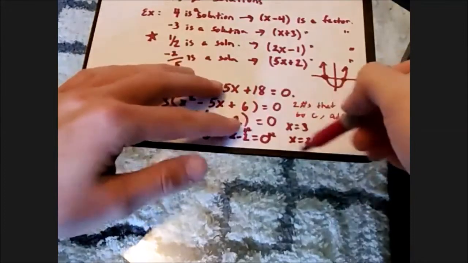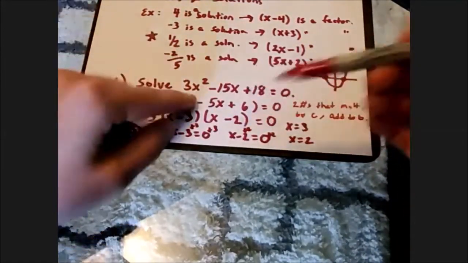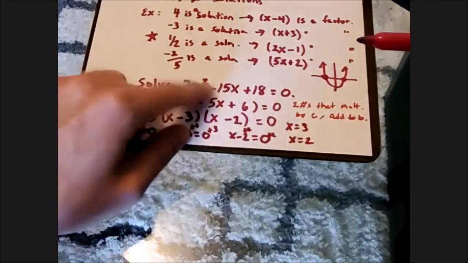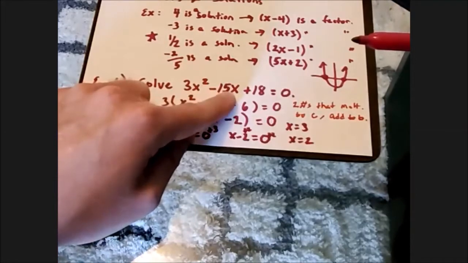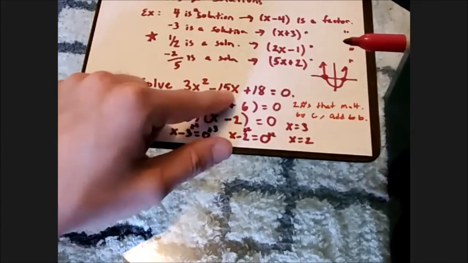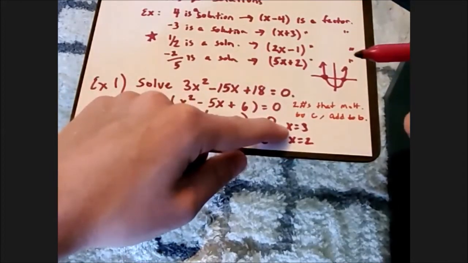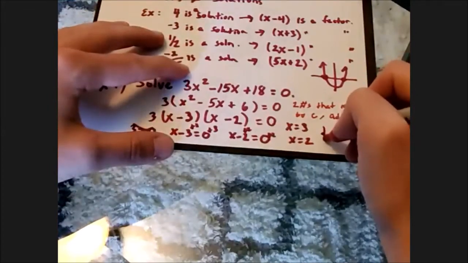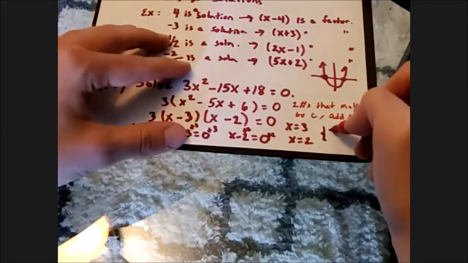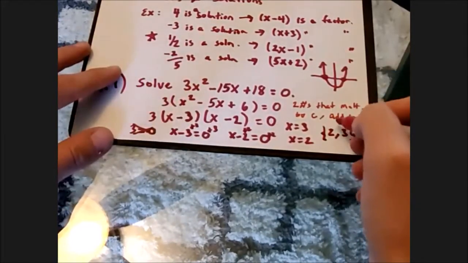And of course, could this be checked? Absolutely. If you manually plug those numbers in, for example, put 2 in there, 2 squared is 4, 4 times 3 is 12, so you have a 12. 15 times 2 is 30. So you have 12 minus 30, which is -18. -18 plus 18 is exactly 0. I feel good about that. 3 is the exact same way. And then, of course, for my math lab, they're going to want you to put your answers into bracket format. So this would be bracket 2 comma 3 bracket. That's your solution set.